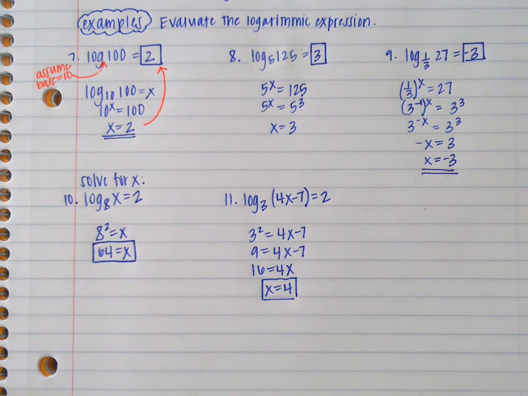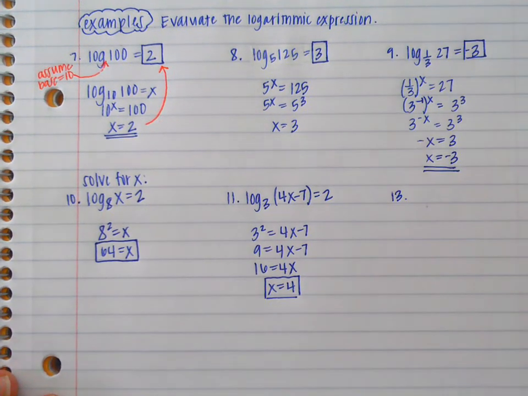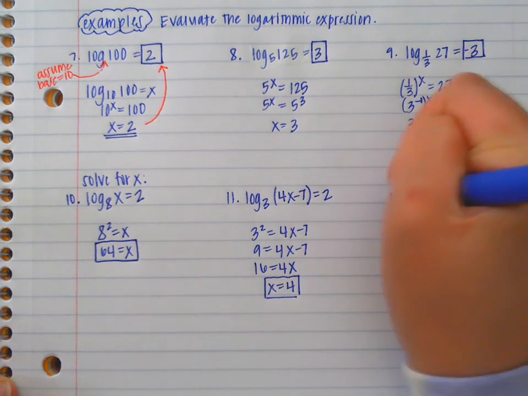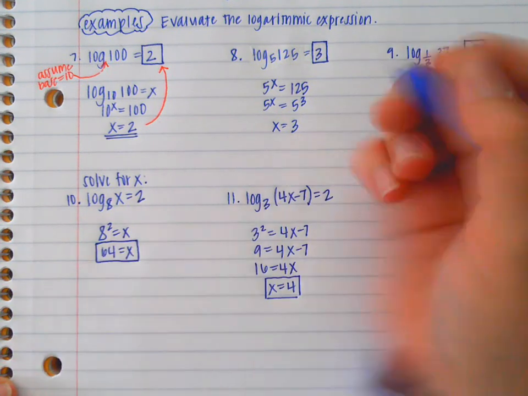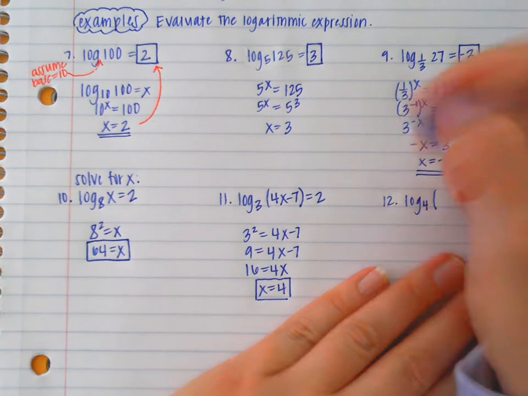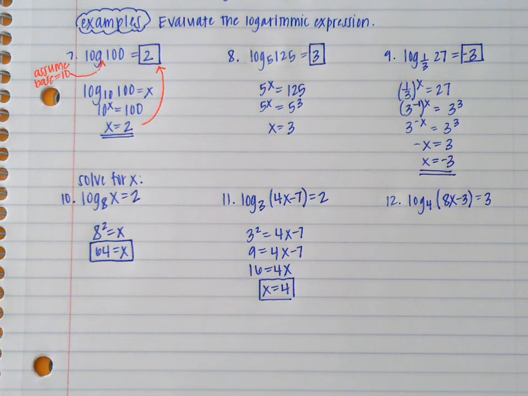Okay, so what I want you guys to do, I want you guys to try this one on your own. This is supposed to be 12. So log base 4 of 8x minus 3 equals 3. So I want you guys to pause me here, use what we did in 11 to help you, and try 12 on your own.